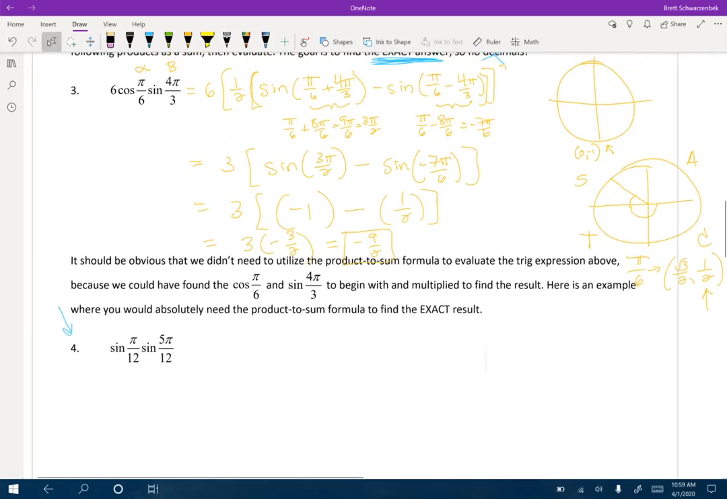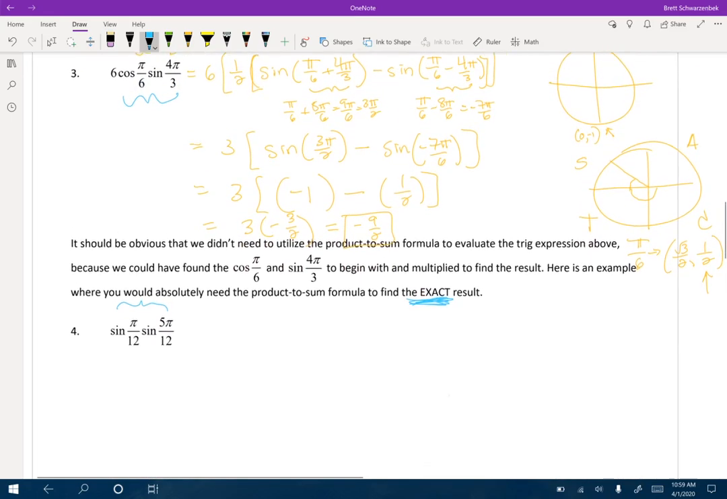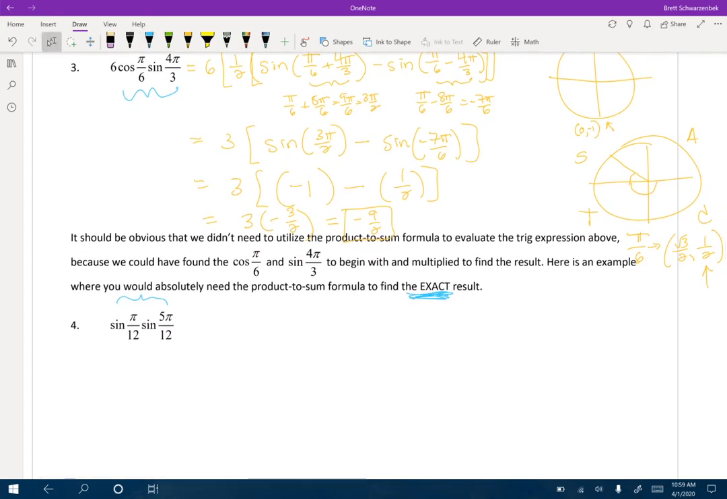Okay, as I promised, what about number 4? So number 4 is more like what I would give on a lab or maybe an exam, because you can't find the exact result of this, to be clear. You cannot find the exact result of this because we don't have special ratios, or coordinates, for pi over 12 and 5 pi over 12. We do have them for the pi over 6 and pi over 3 families. So what does that mean? This method that we're going to do is the only way to find the exact answer to this. Well, there could be other ways, but this is the easiest way to do it at least.